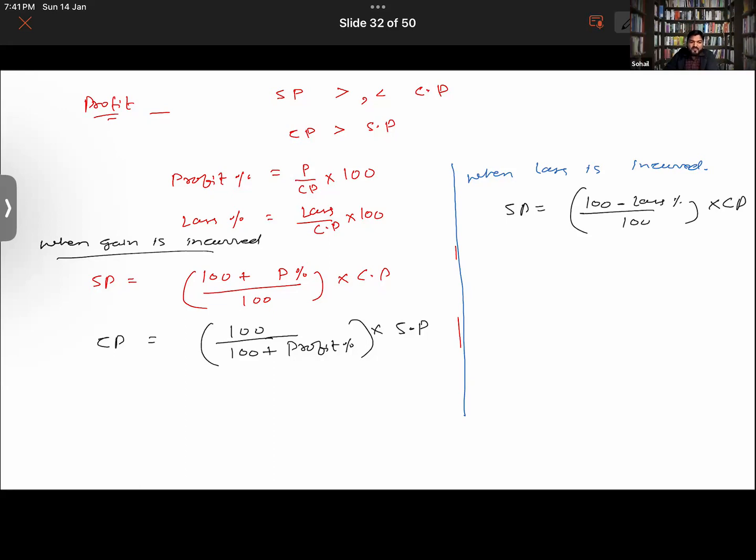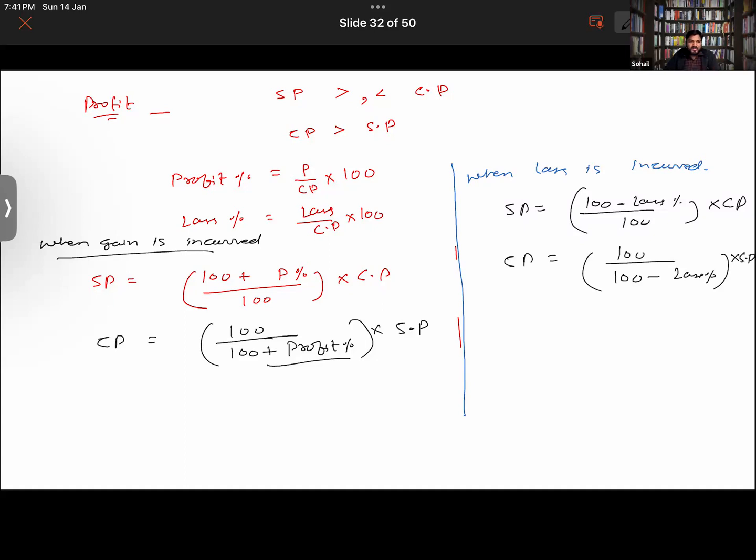And what about the cost price? That will be the same. Basically it will be minus loss percent here instead of plus profit percent. So the cost price will be 100 upon 100 minus loss percent multiplied by selling price. So do remember these formulas.